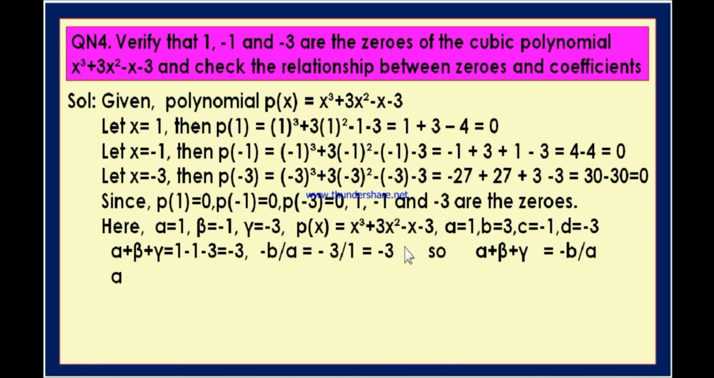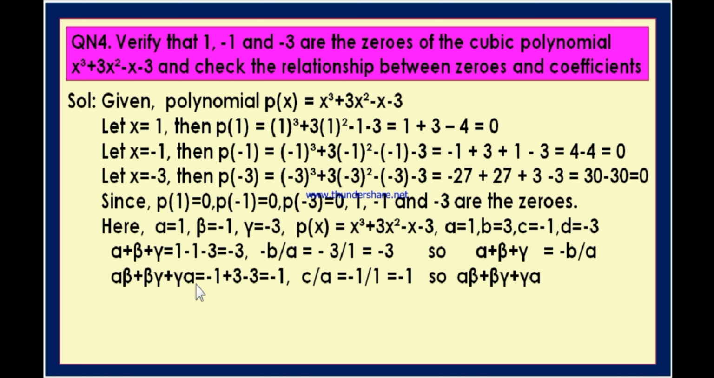Understood? Now let us find alpha into beta plus beta into gamma plus gamma into alpha. Alpha into beta, 1 into minus 1, is minus 1. Beta into gamma, minus 1 into minus 3, is plus 3. Gamma into alpha, minus 3 into plus 1, is minus 3. Now if we add these three, minus 1 plus 3 minus 3, this is minus 1. We got the value of alpha beta plus beta gamma plus gamma alpha as minus 1.